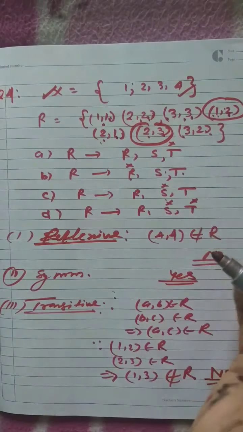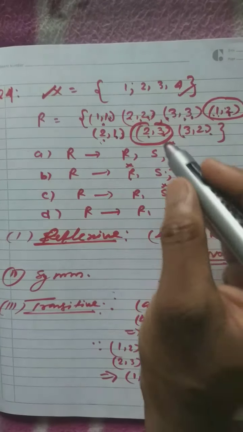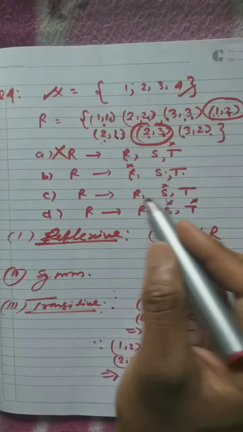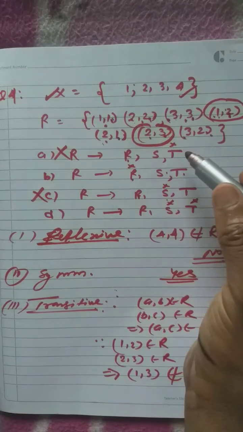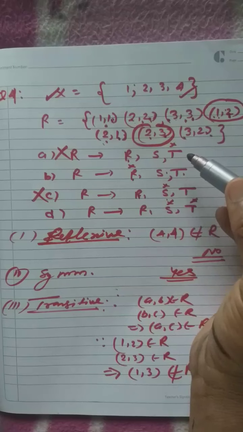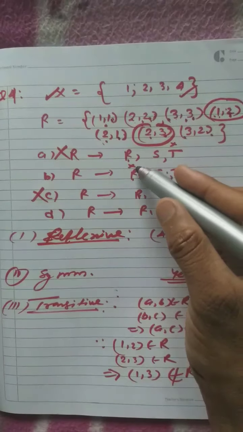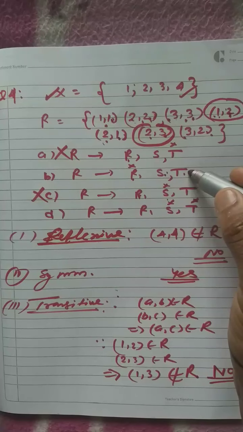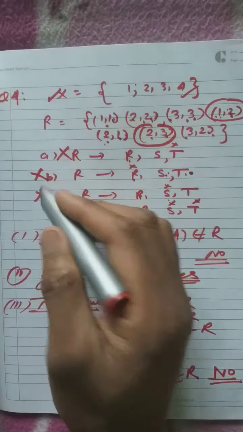Now check which option may be correct. Not reflexive here, and here it is reflexive, so this option is cancelled. Now you can check option number second and fourth. Second: not reflexive but symmetric and transitive, but it is not transitive, so this option is also incorrect.